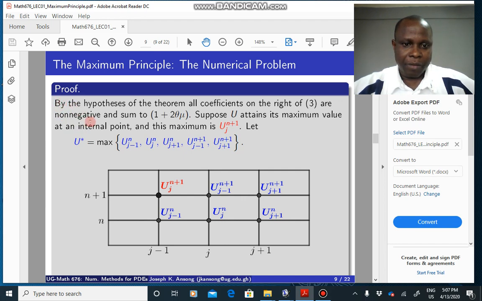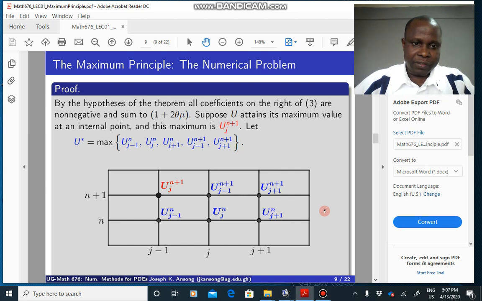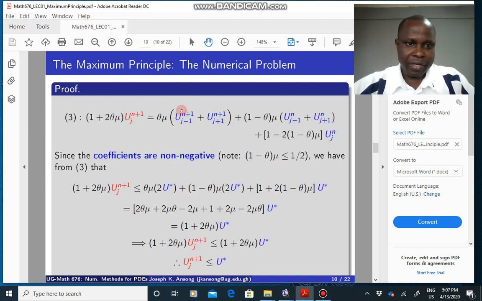So we are going to assume that the numerical solution attains its maximum value at an internal point, and we said let the internal point be this. And now we can let U star represent the maximum of the rest of these points in the stencil. So if this is the case, and you go back to equation 3, that is the theta scheme. I just replace the red by the internal point, that is our maximum, and the blue ones are just the rest of the stencil.